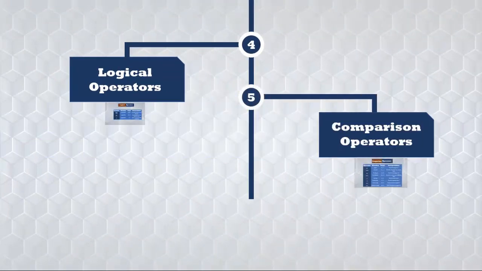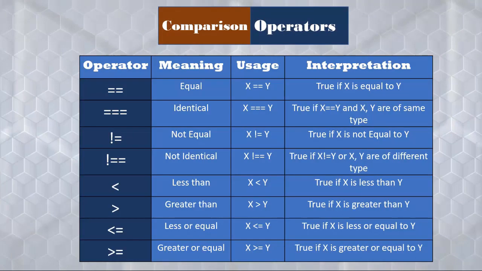Then the fifth category of operators are called comparison operators. The comparison operators are used to compare values in some Boolean fashion. Let us see what are the comparison operators available in JavaScript. So there are eight types of comparison operators that are available in JavaScript.